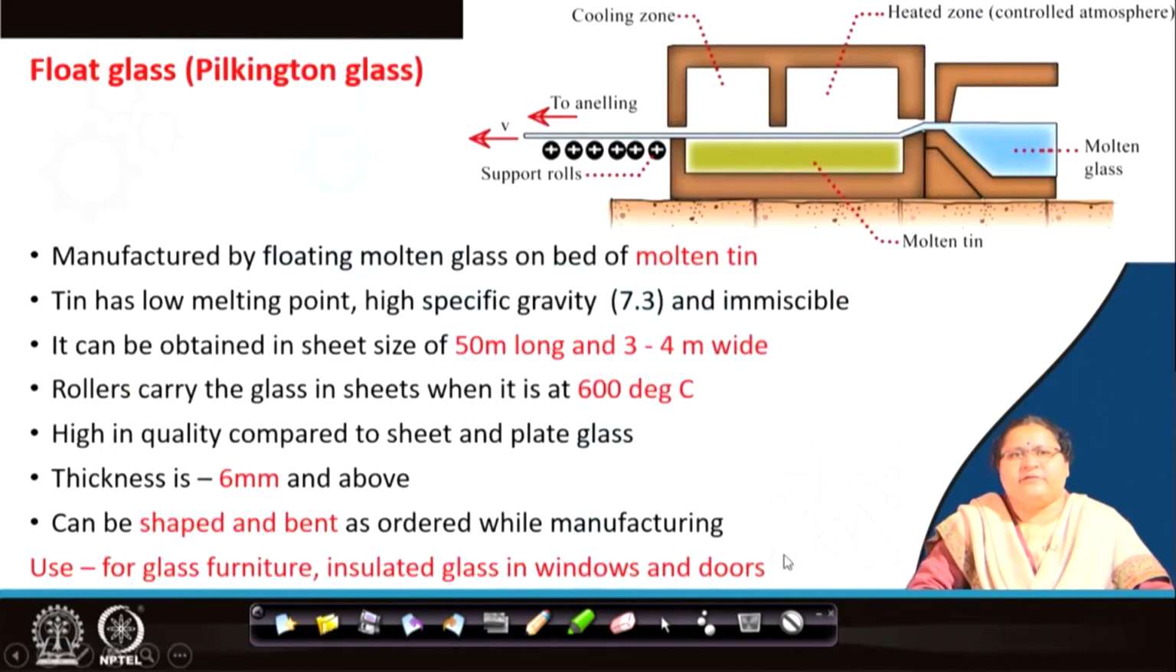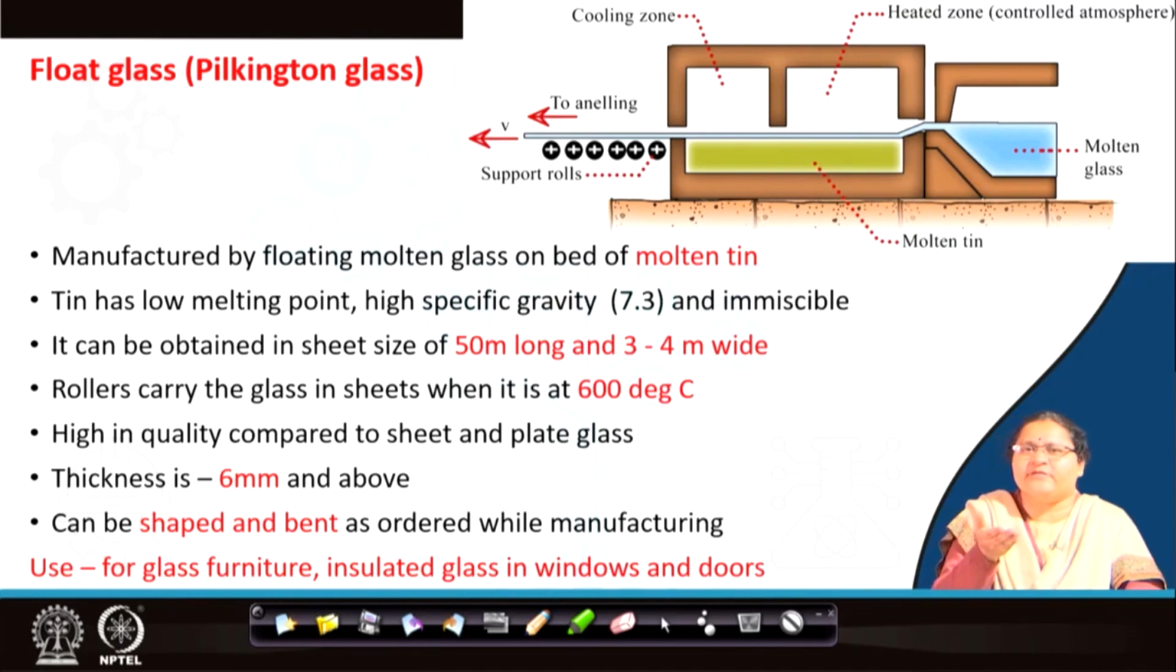After this we have the float glass. Scientist Pilkington actually invented this. So, what is the speciality between a plate glass and a float glass? Here it is the same molten glass, which passes on top of molten tin. Tin is a low melting point metal which has high specific gravity. As I told you, glass has a specific gravity of 2.5. So, it is floating on top of tin, which is in its molten form.